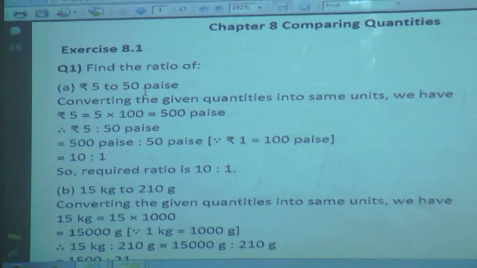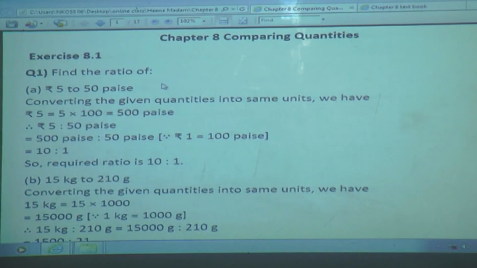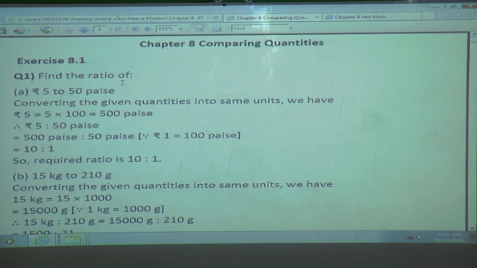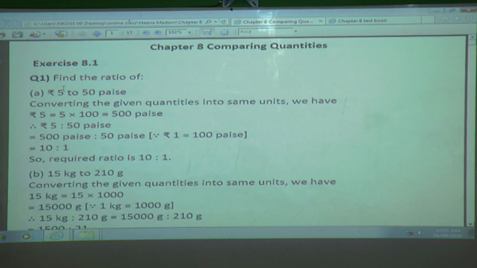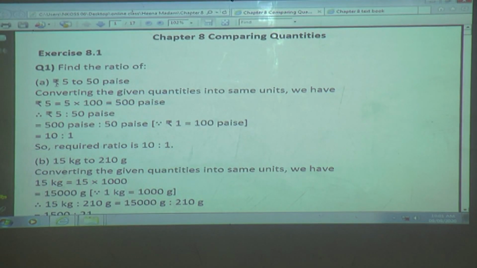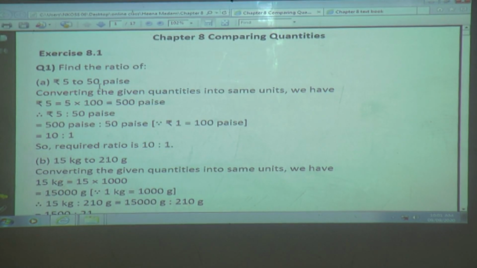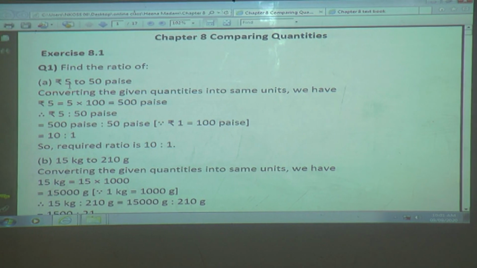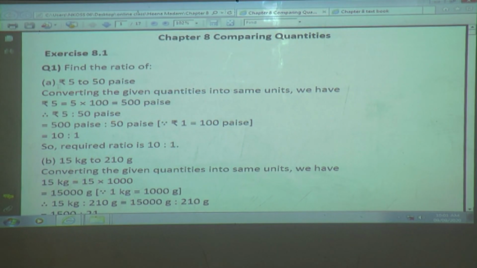Here we have to find the ratio of rupees 5 to 50 paise. Already we had learned in the introduction that the unit of the quantities should be the same. But here it is given as rupees 5 to 50 paise. So what we have to do? In the example sums we had kilometer and centimeter; same we have to do here. First we have to convert rupees into paise.